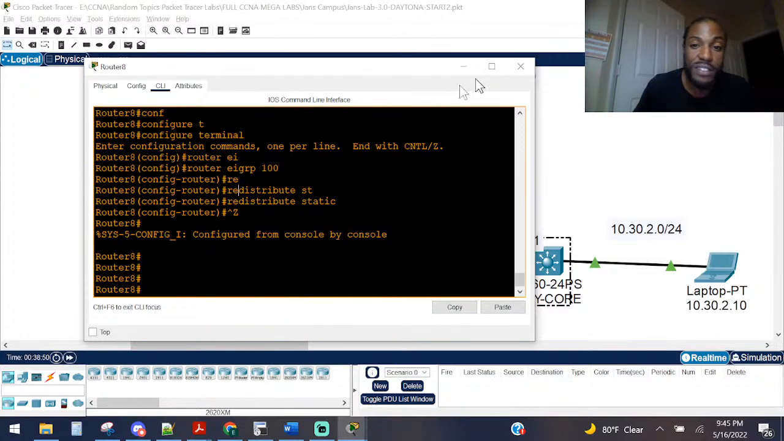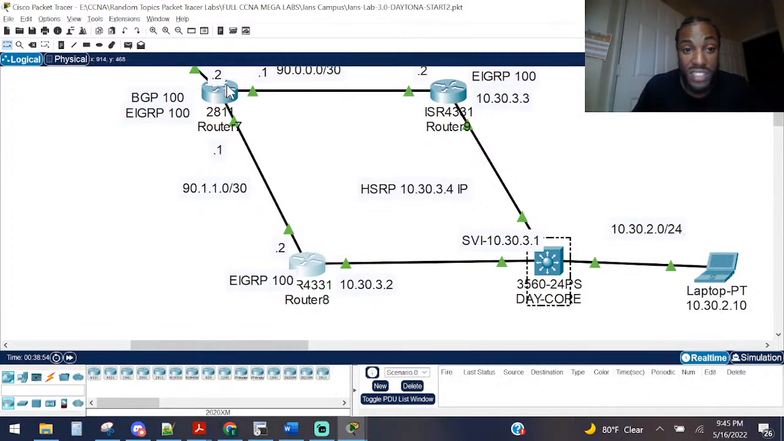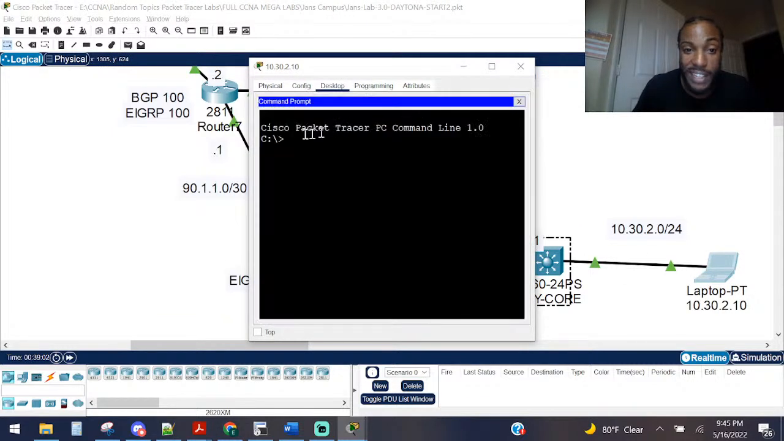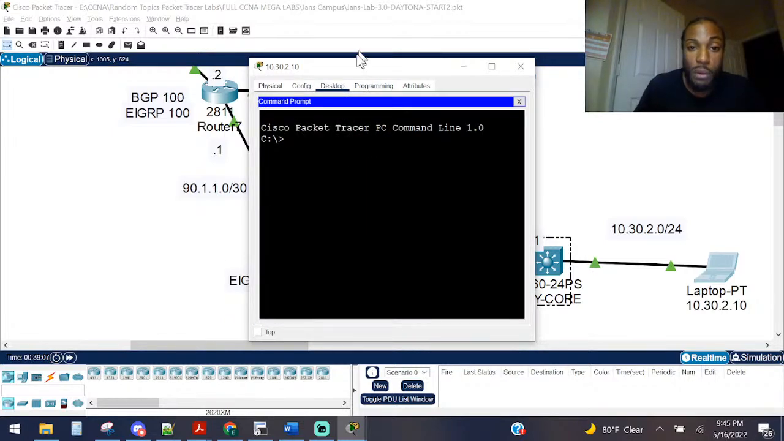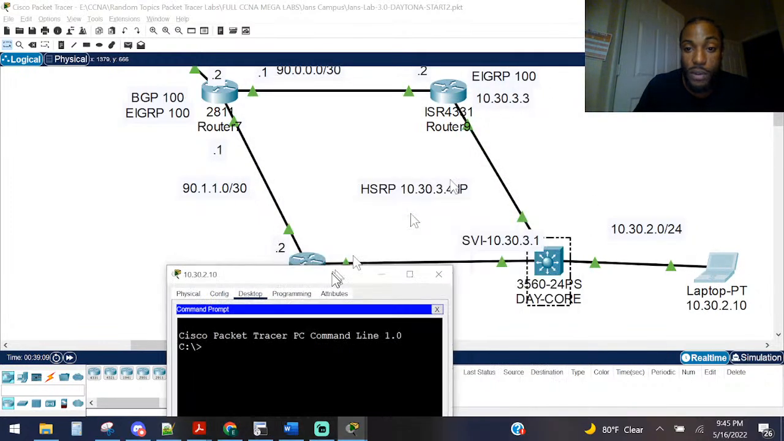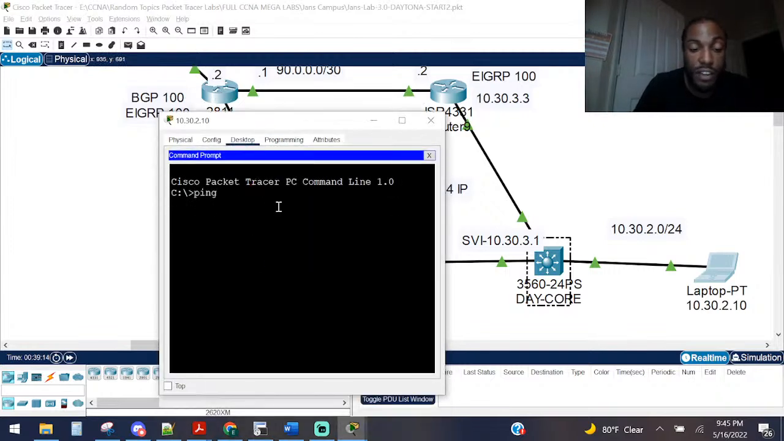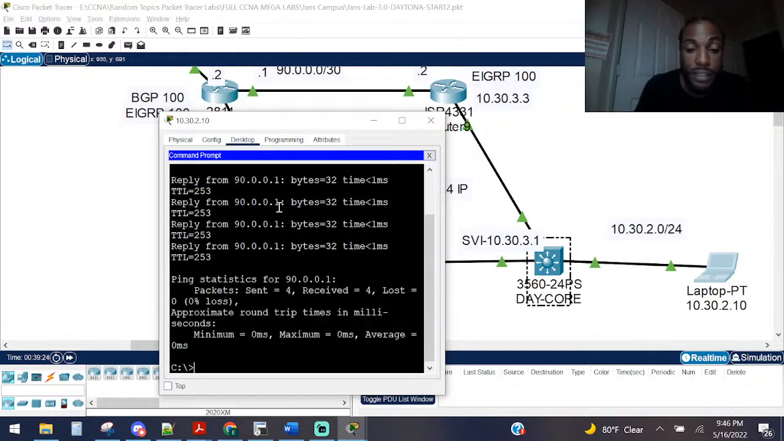So if we shut down, let's do this. Theoretically the laptop should be able to ping router 7, right? Let's do that. That interface is 90.0.0.1, right? Let's go to laptop. Let's confirm that he's configured correctly. Yeah, 10.32.10. So good. Let's see if we can ping router 7. I mean laptop ping router 7, and we'll just verify, right? 90.0.0.1. Get on our knees, pray to the network gods. Bruh. We got a reply.